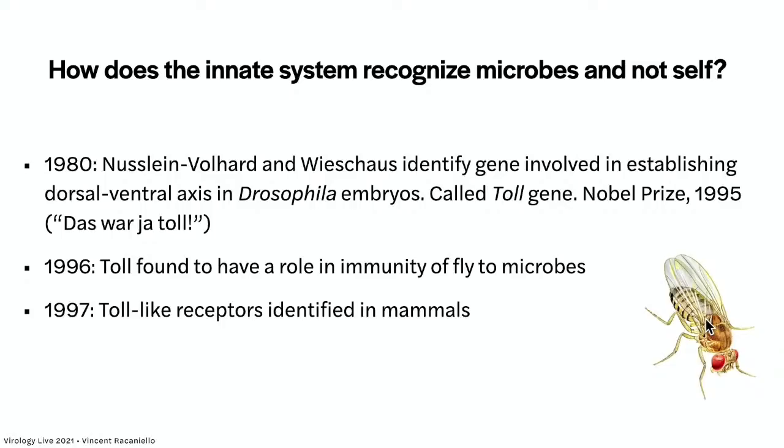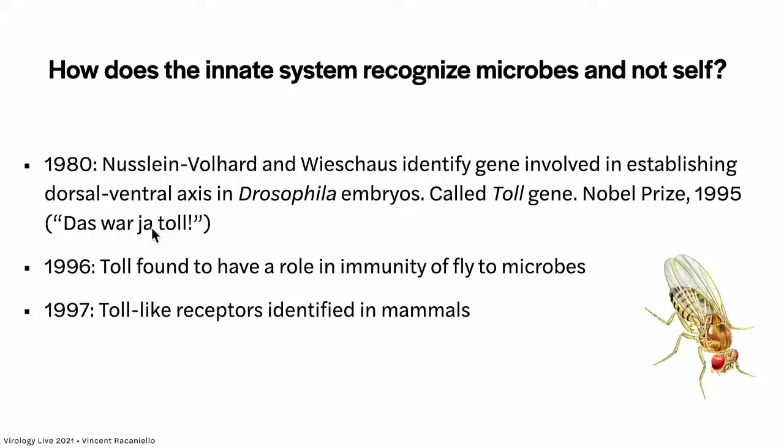So one day, the story has it that Christiane called over Eric. She was looking through the microscope at some mutated flies, and one of them was really weird. So she said, "Das war ja toll." I know I mangled the German. I'm sorry. German is not my forte. Italian is. Okay? And this means far out. Right? Wow, look at that. This is amazing. And so it turned out that the gene that they had mutated, they called the toll gene as a consequence of her saying this, which is cool.